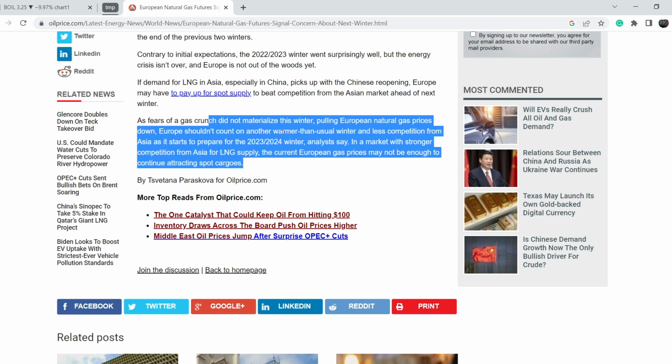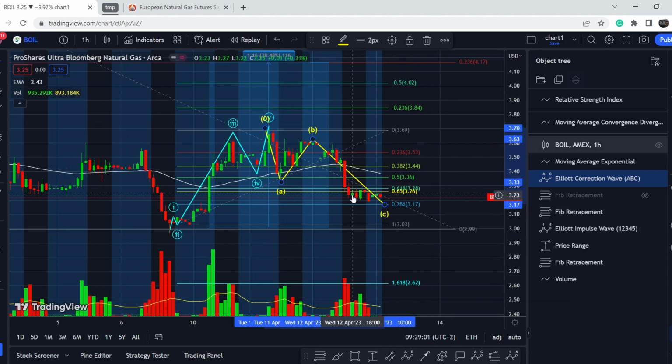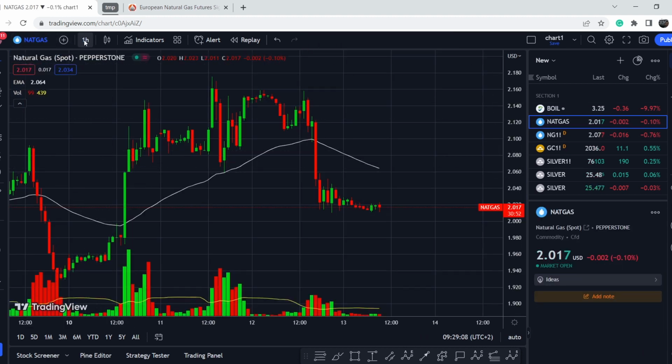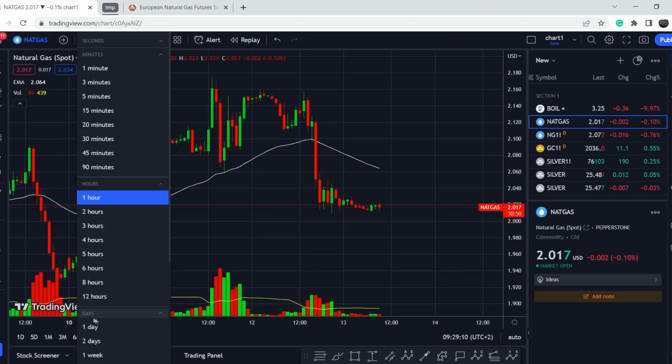So, as you can see, the medium and long-term perspective for gas prices is quite bullish, and we have to see the increase in its price. Let me show you again the natural gas prices on a spot market, and let me switch to daily time frame.